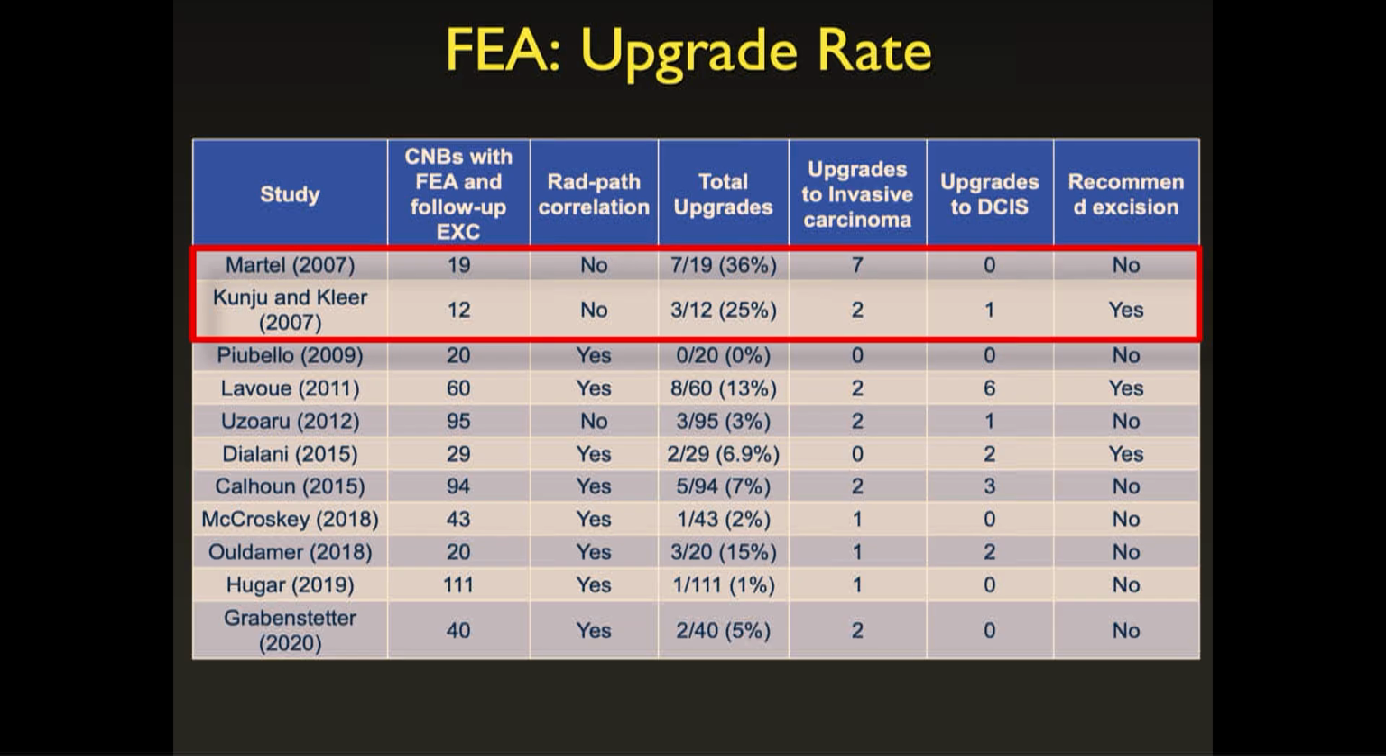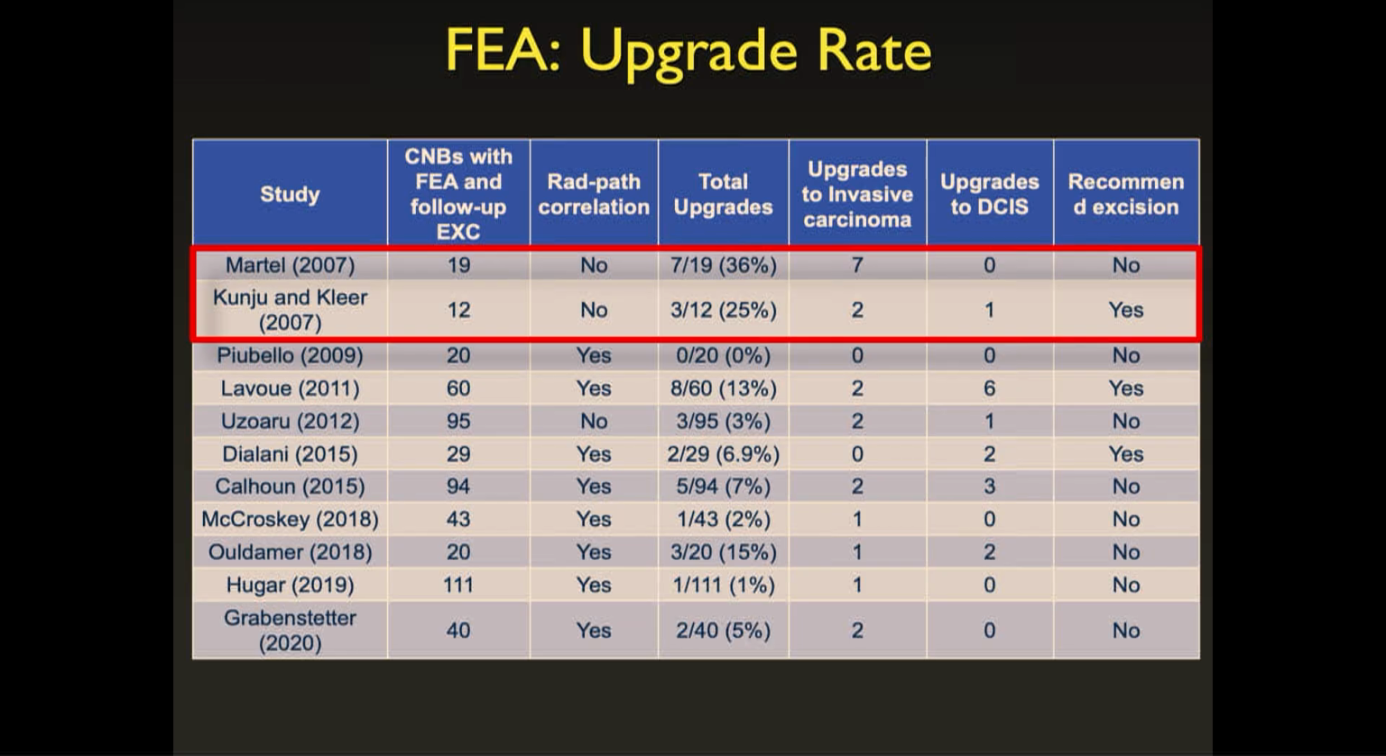This is a table that summarizes some of the papers that are available describing the upgrade rate. Again, you can see that the upgrade rate is very, very variable, from as low as 1% all the way up to 36%. But I think one of the things you need to look at is when you read these papers, did they have rad path concordance?